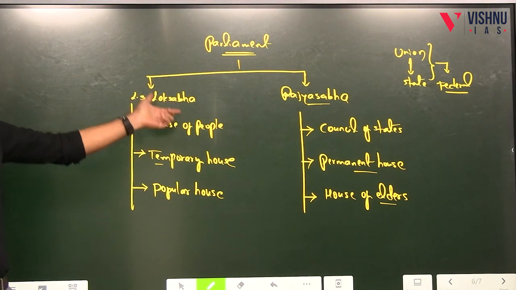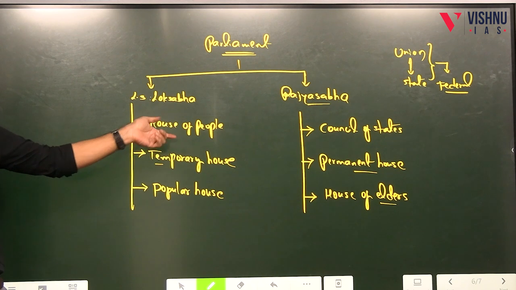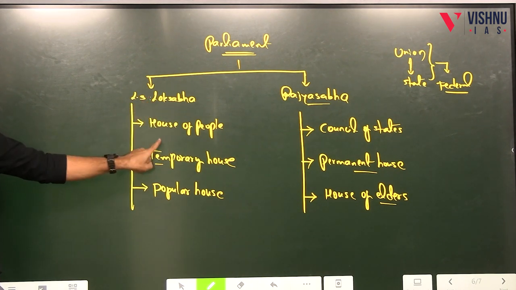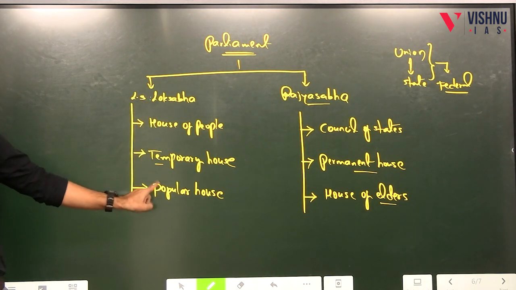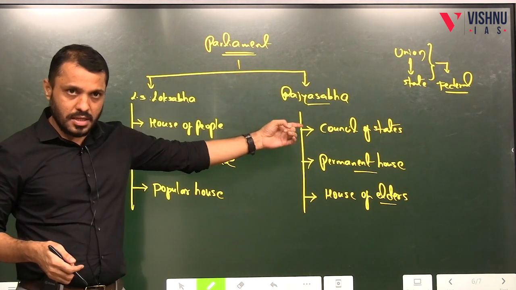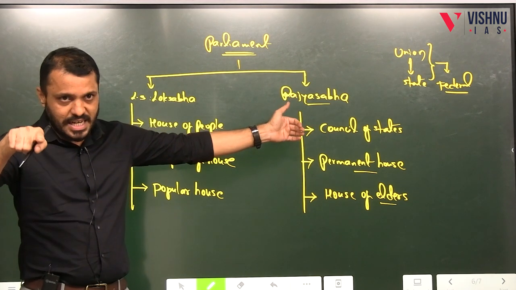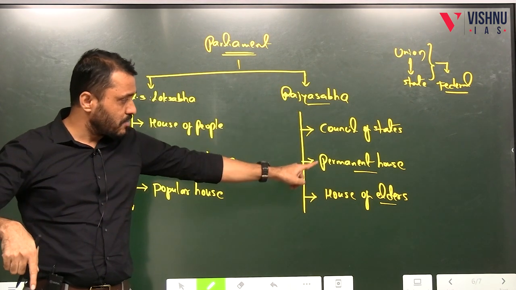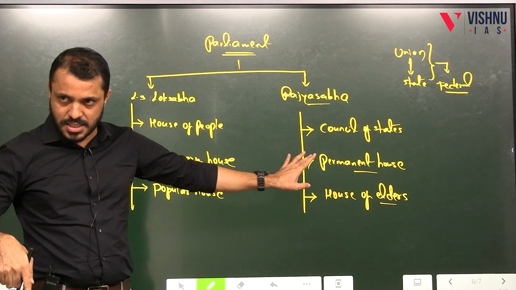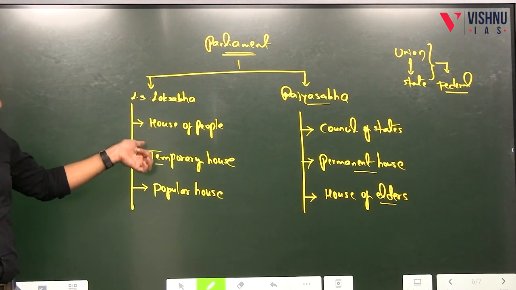You know, students, the same applies at the state level also. State level: Assembly, the house of people, temporary house, popular house. Council. Here you won't have a Council of States, because the council is present at the state level. Council is also known as the permanent house, house of elders. And here you have to understand one more thing, students.